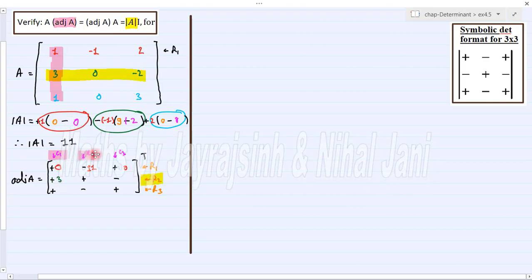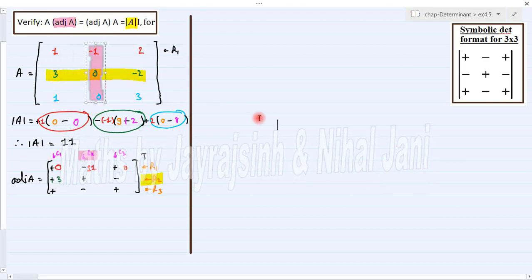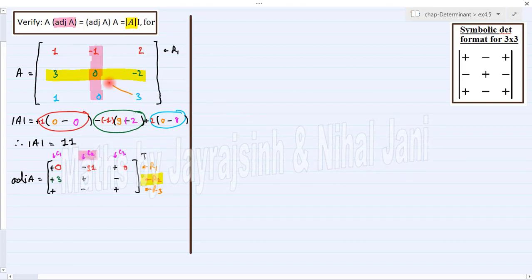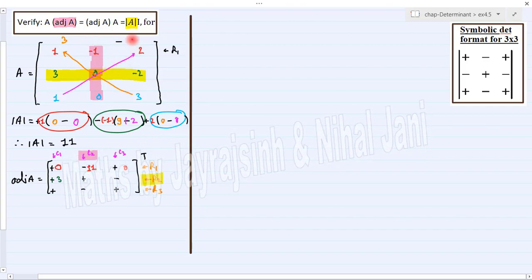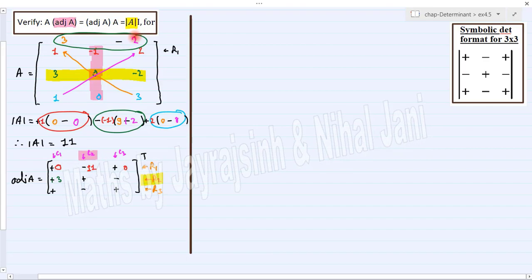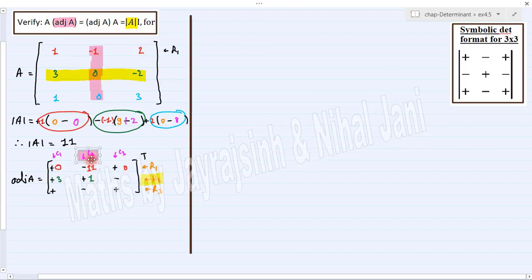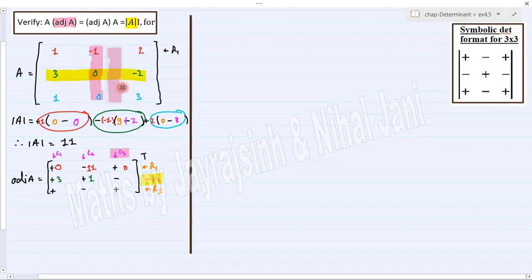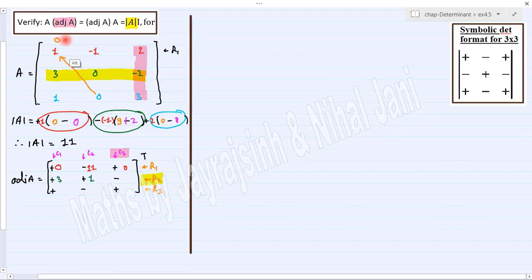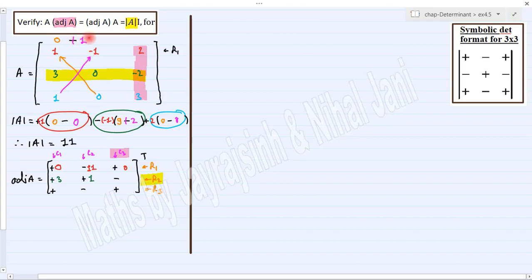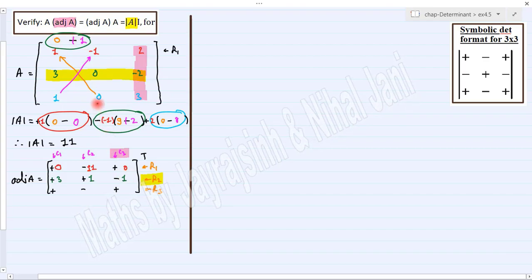The minor of second element of second row is obtained by ignoring second row and second column. So 3 1s are 3 minus 1 2s are 2. So 3 minus 2 will become 1. And minor of last element in second row is obtained by ignoring second row and third column and then cross multiply. 0 1s are 0 minus 1 minus 1s are minus 1. So this will become plus 1. So your last minor will be 1 and cofactor will be minus 1.